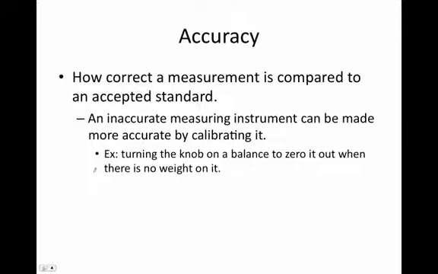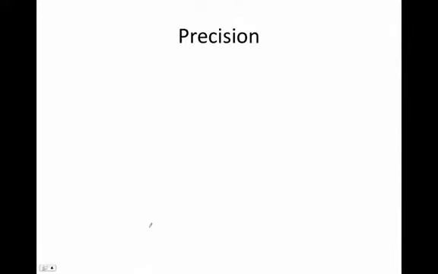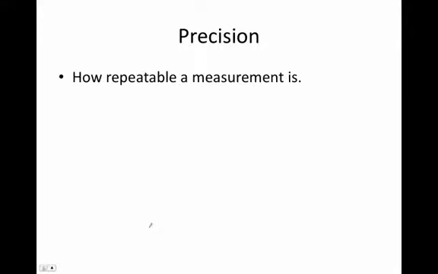That's calibrating it. If you think about it as a dartboard, if we have our dartboard here and we're aiming for a bullseye, an accurate thrower will hit all of their darts in that bullseye. In contrast to accuracy is precision. Precision is how repeatable a measurement is.